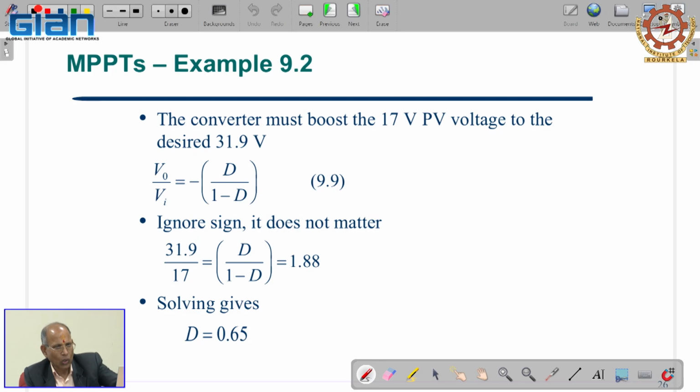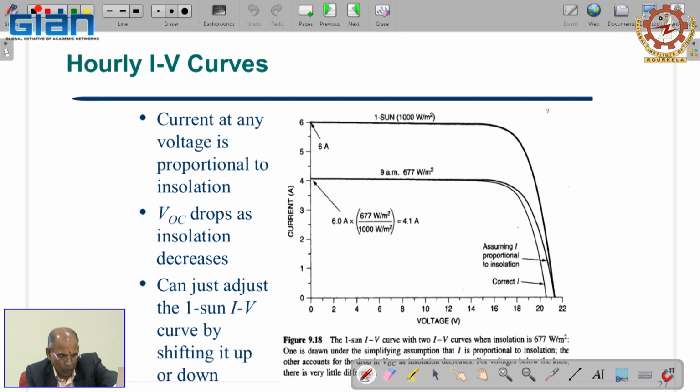Okay, so this boost converter will simply act like the MPPT because it can transfer the maximum power. So it basically explains to you the concept of MPPT.